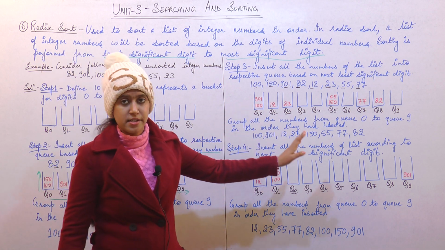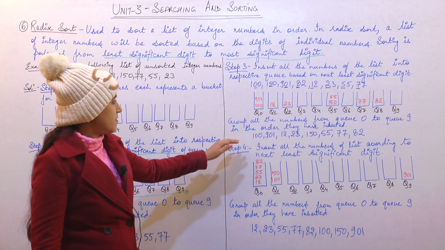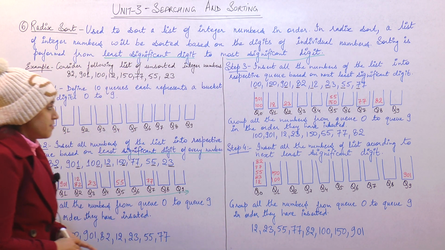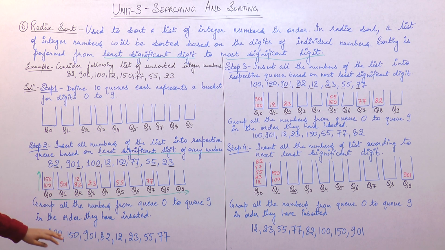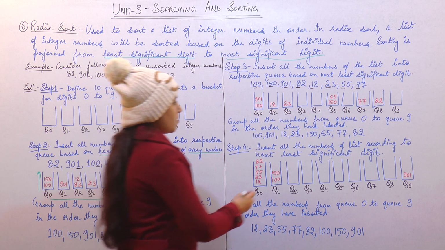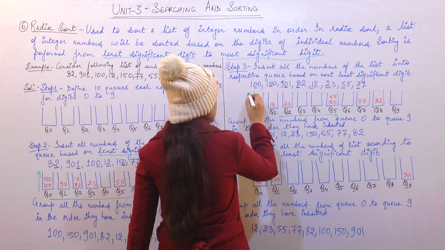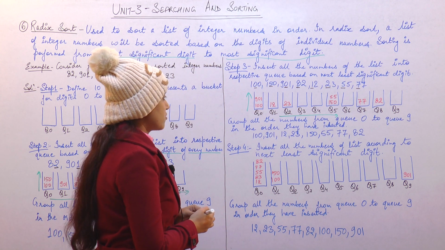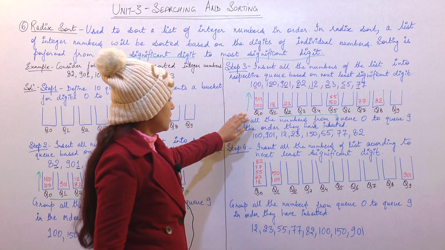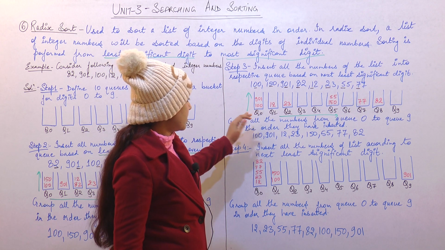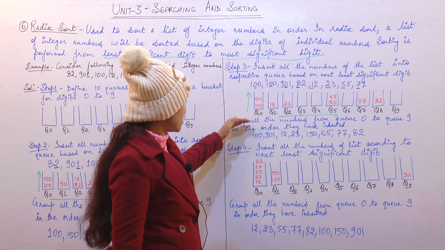Now after inserting all these digits, we will group all the numbers similarly. We will group all the numbers like we grouped in step 2, that means from Q0 to Q9 and from bottom to top. So we will group all the numbers. Firstly 100 will come because 100 was inserted. We are grouping from Q0 to Q9.